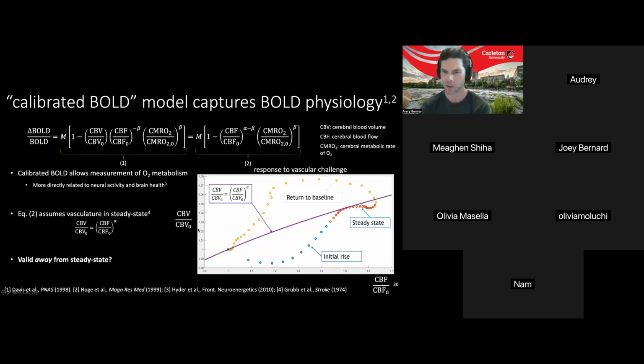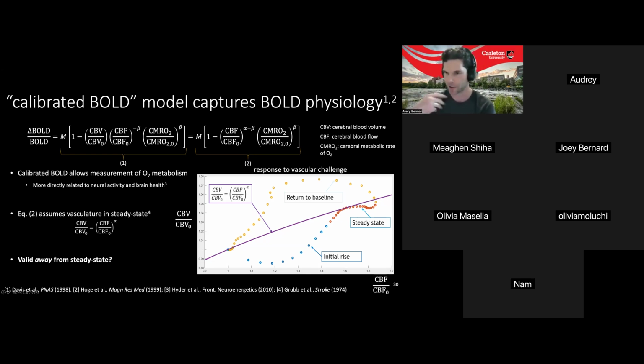Here we're showing relative changes in cerebral blood volume versus relative changes in cerebral blood flow on the x-axis. We received experimental data from a collaborator who measured blood volume, which is very challenging, and measured blood flow during a vascular challenge where subjects inhaled carbon dioxide, which causes the vessels to dilate. We see here during the initial rise period, when our bold signal is starting to go up, blood volume and blood flow are both increasing. Then we reach a steady state period where vessels stop responding.